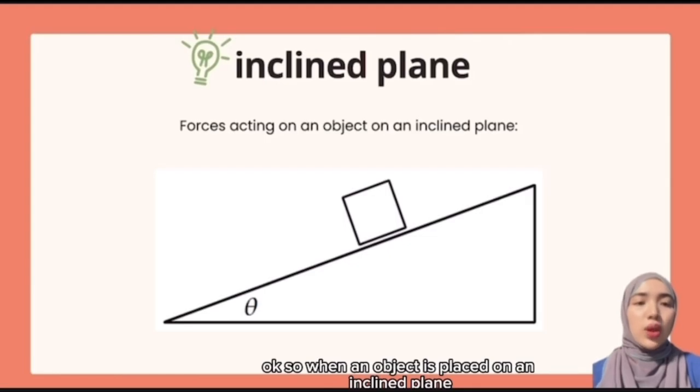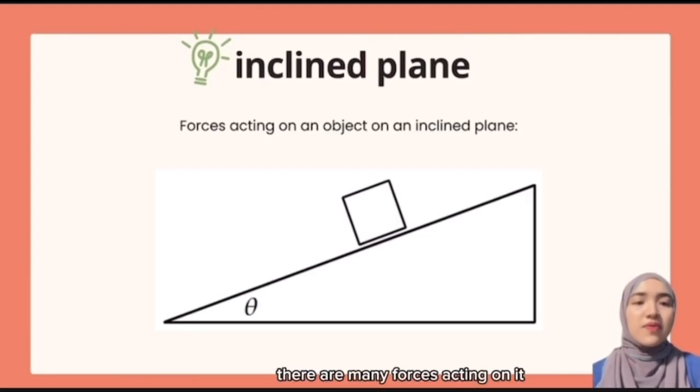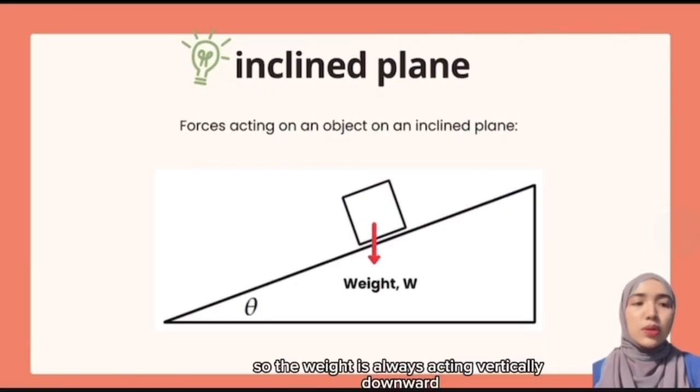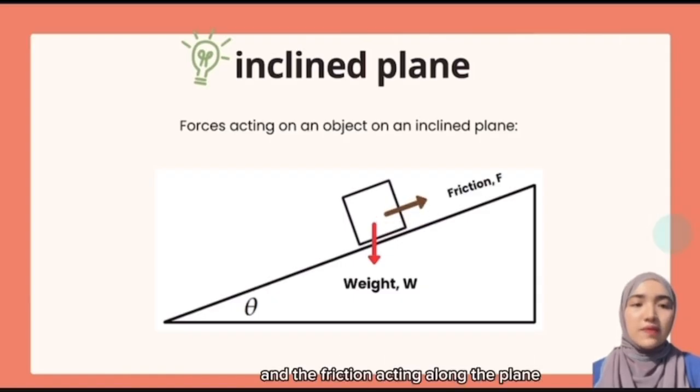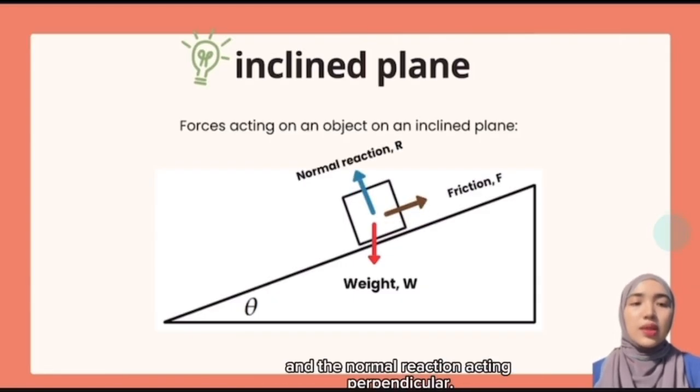When an object is placed on an inclined plane, there are main forces acting on it. First is weight, which always acts vertically downward. Then there is friction acting along the plane if the surface is rough, and the normal force acting perpendicular to the surface.